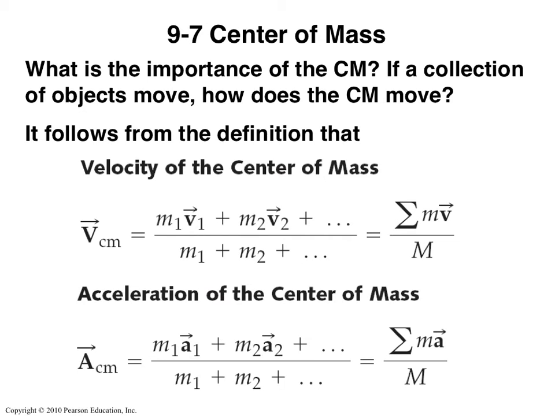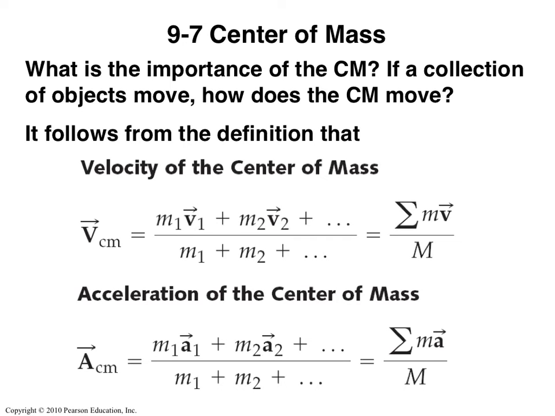It seems that all I need to know is m1 times the acceleration of the first particle, the first object. What is this equal to? What is ma equal to? What's that? The net force on object 1.